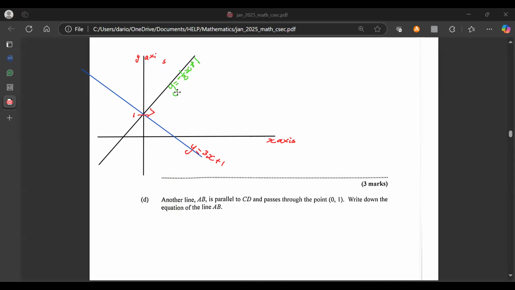All right, so the equation of this line is negative a third x plus 1. Now, they said, final question, another line AB is parallel. Now, this line here was CD, so let's put C. We know the point C, D. So they drew another line that was parallel to it. All right, so let's just draw the line.